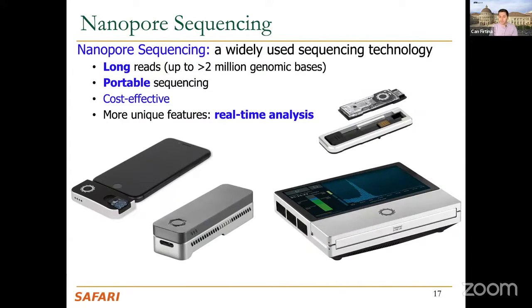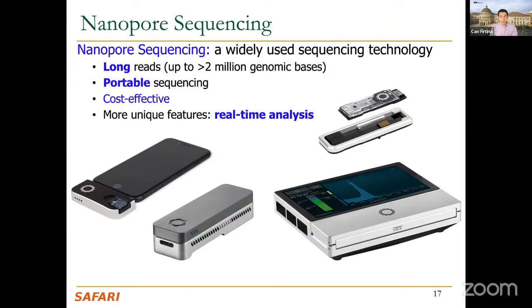Nanopore sequencing is one of the widely used sequencing technologies in the field. And there are certain advantages. For example, it can sequence essentially ultra long reads, not even long reads, but ultra long reads. A single read can be up to 2 million bases, which is actually huge compared to the other existing sequencing technologies.